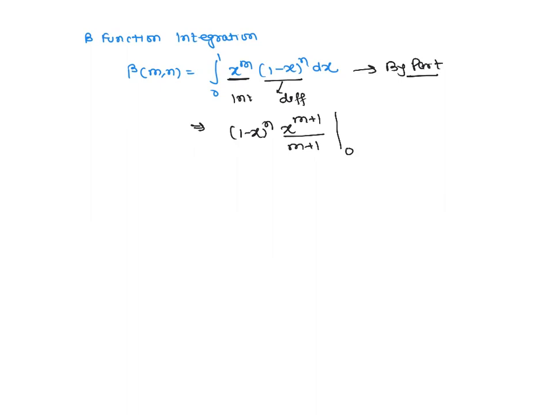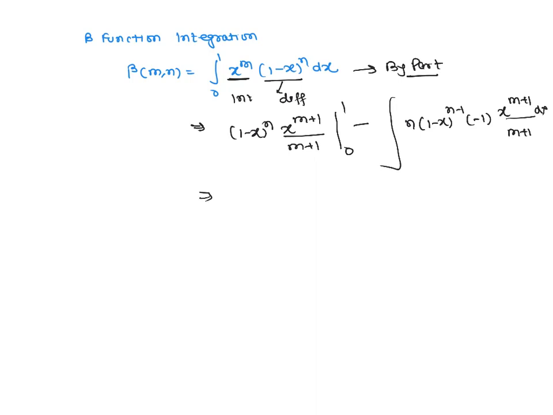The limit is 0 to 1, minus the integral of the differentiation of (1 minus x) power n, which is nothing but n into (1 minus x) power n minus 1. Then the integration of 1 minus x is minus 1. Then the integration of x power m is x power m plus 1 divided by m plus 1, into dx.